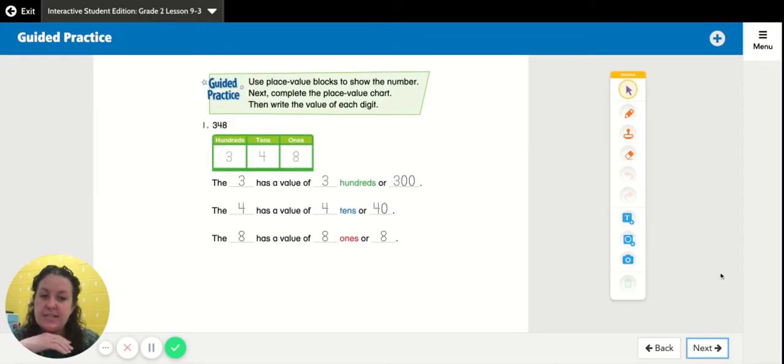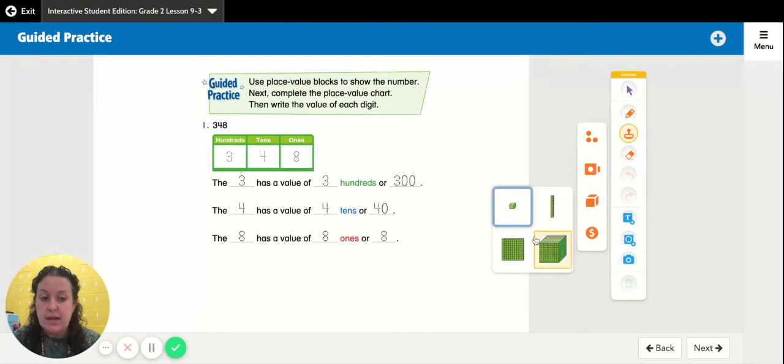All right, let's practice together and then you'll get to practice on your own. The directions say use place value blocks to show the number. Then complete the chart. Then write the value of each digit. So 3 things that we have to do. The first thing is our stamps. So the number is 348.